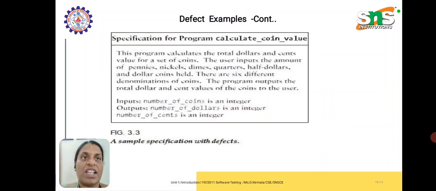So these are the best examples for the specification of the coin value calculation. The program calculates the total dollars and cents for a set of coins. The user inputs the number of pennies, nickels, dimes, quarters, half dollars, and dollar coins held. There are 6 different denominations of coins. The program outputs the total dollar and cent values of the coins to the user. Input: number of coins as an integer, number of dollars as an integer, and number of cents as an integer.